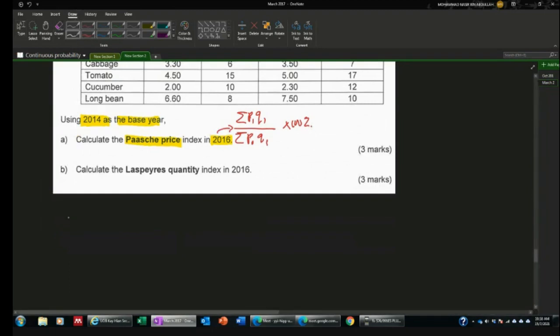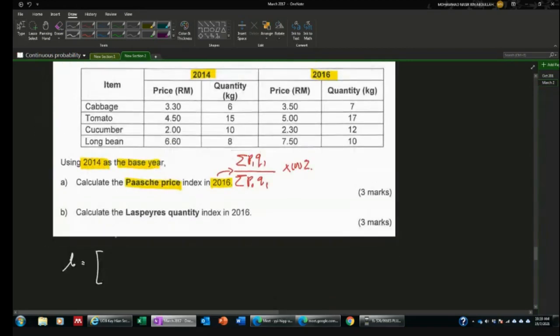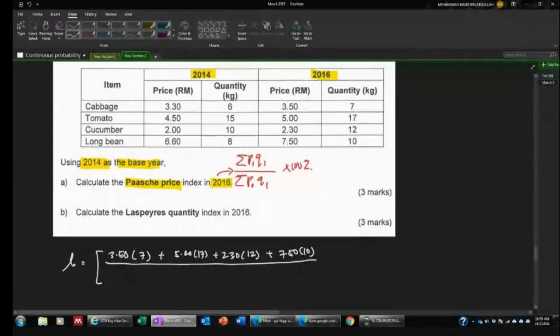Right? So this is the formula for Paasche quantity in price index. So index dekat sini adalah price for current period is 3 ringgit 50 sen multiply with quantity for current period plus 5 ringgit multiply with 17 plus 2 ringgit and 30 multiply with 12 plus 7 ringgit and 50 multiply with 10 divide by price for base period is 3 ringgit 30 cents multiply with 7 plus 4 ringgit and 50 sen multiply with 17 plus 2 ringgit multiply with 12 plus 6.60 multiply with 10. Right. Multiply with 100%. Don't forget about this.